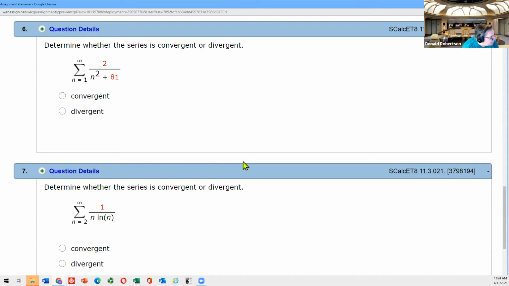Any ideas how we're going to tackle question 6? Nothing comes to mind? Integrate it. And partial fractions? What? We are going to integrate it. Do you know, if that n squared plus 81 was n squared minus 81, I would have agreed with you. That would have been a partial fraction. But because it's n squared plus 81, you can't factor it, so partial fractions won't work.